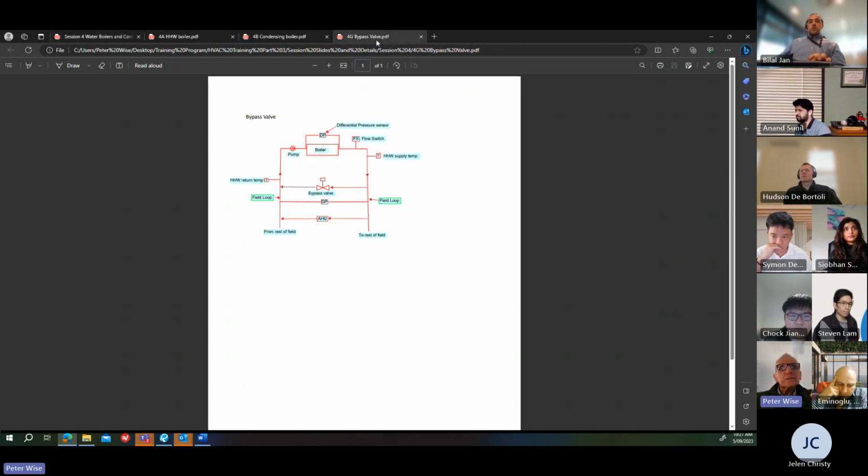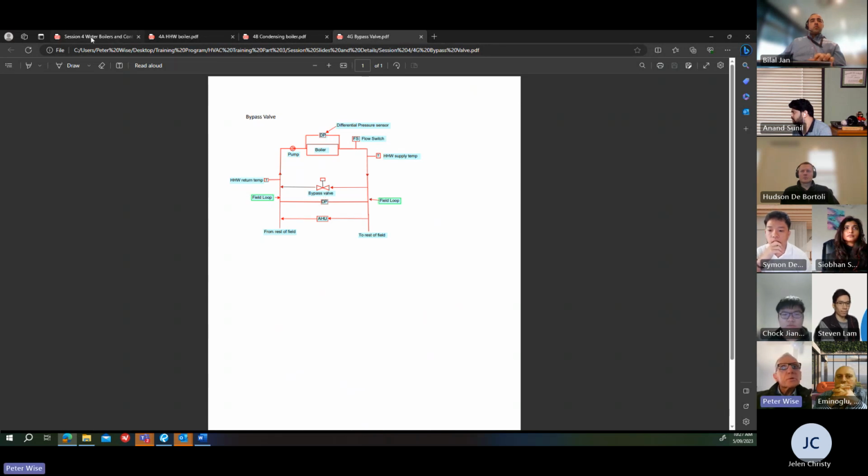So just going back to this little sketch, the bypass valve needs to have a similar pressure drop to the field. So from where the bypass is connected to the flow and return pipes out to the field, downstream of there to the field, and from the field up to those connection points, the pressure drop that's calculated for the field needs to be the pressure drop you use for the bypass valve when selecting it.